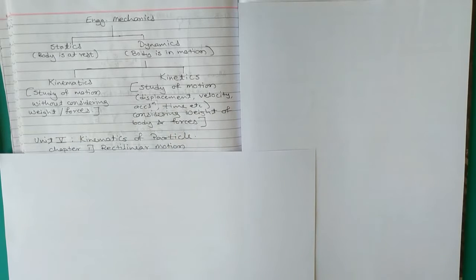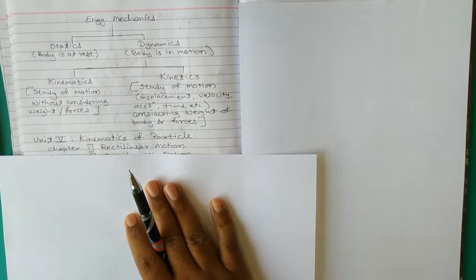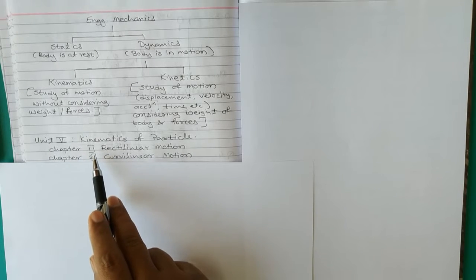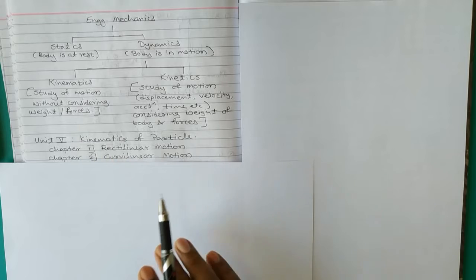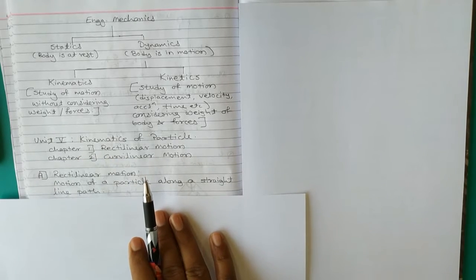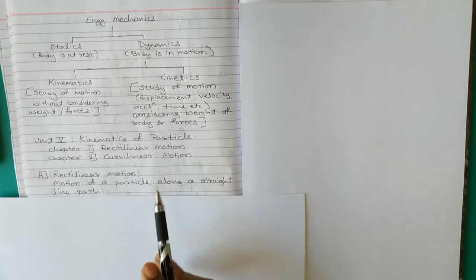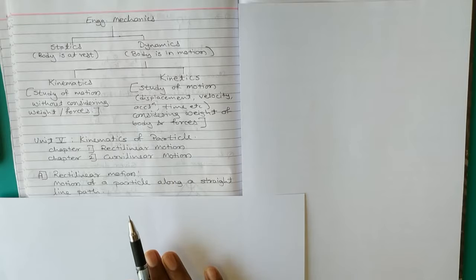Now let's begin with unit number 5, which is kinematics of particle. There are two chapters. First is rectilinear motion and the second is curvilinear motion. Let's begin with the first chapter, rectilinear motion. As the name suggests, motion of a particle along a straight line path is referred to as rectilinear motion.